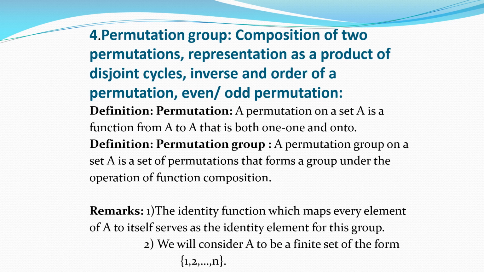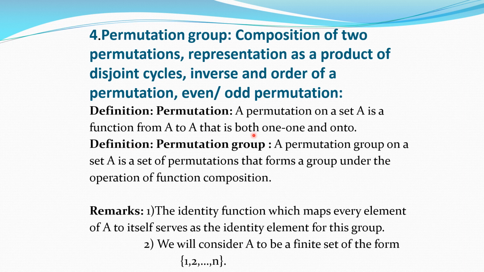Now, next is permutation group. Composition of two permutations, representation as a product of disjoint cycles, inverse and order of a permutation, even and odd permutation. Now, what is a permutation?